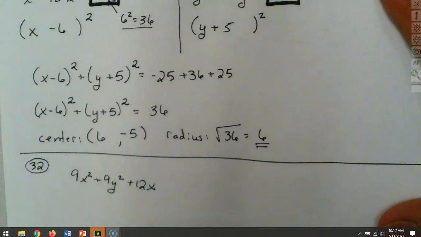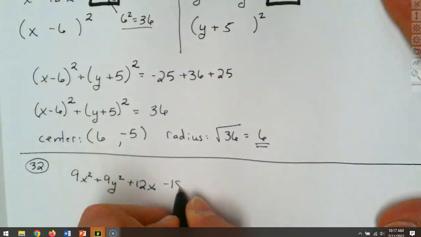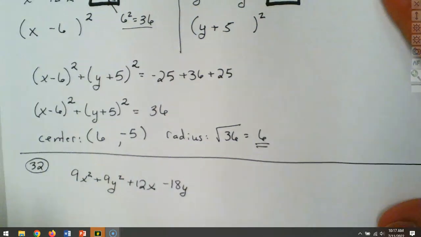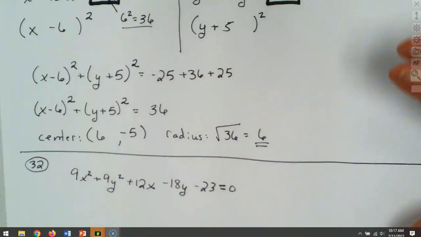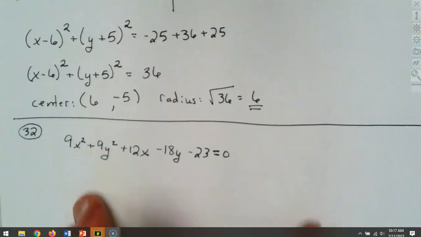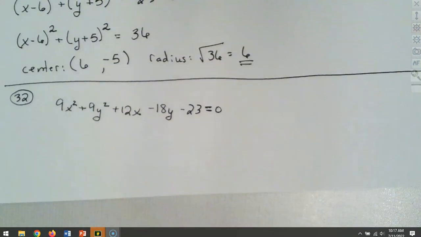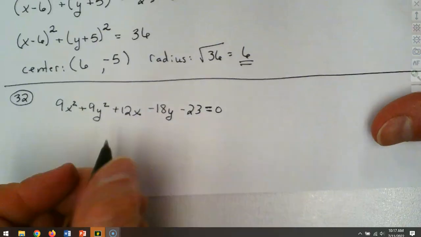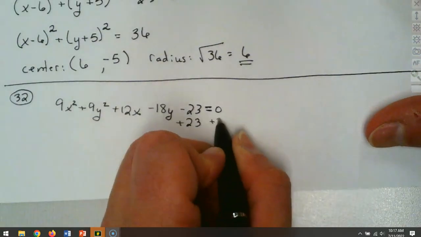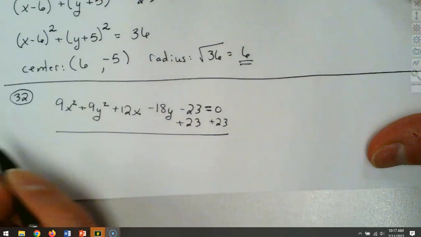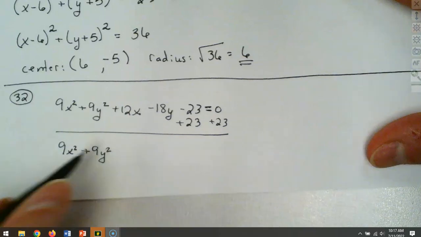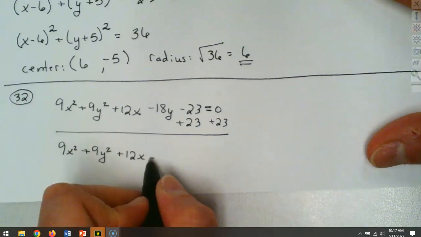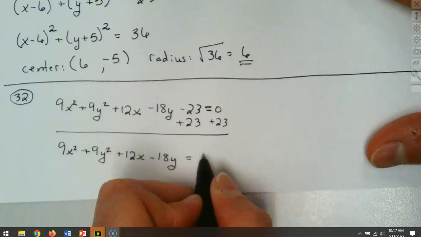Sure, that's a positive 12x there, negative 18y, and a minus 23 equals 0. So, again, first thing we need to do whenever we approach this type of problem is move that 23 over, because it doesn't have an x or y, so it needs to go to the other side. And now we've got 9x squared plus 9y squared plus 12x minus 18y equals 23.